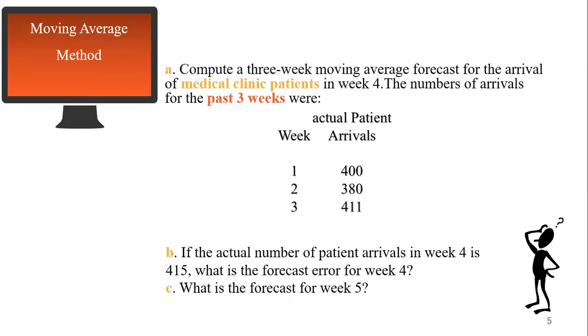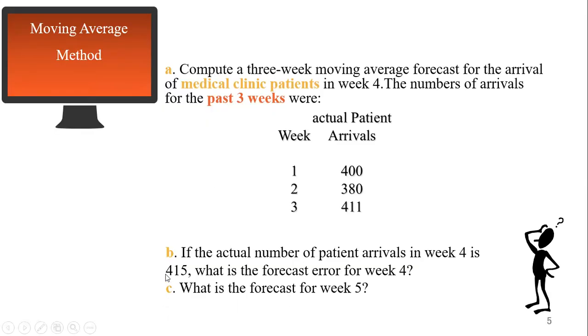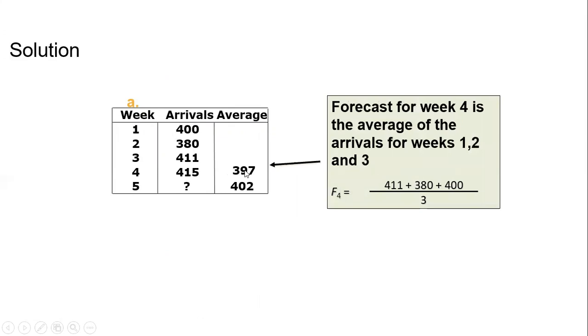Think about it. Based on this data, the solution depends on the 400, 380 and 411, which is the actual data, and I add as well the given data, which is the 415 in point B. So I will estimate first the demand for the 4th week. How can I estimate the demand for the 4th week? I took the previous 3 observations, 411 plus 380 plus 400, and then I divided them by 3. This gives me 397. This is the first step. So I use the average to find the forecast.